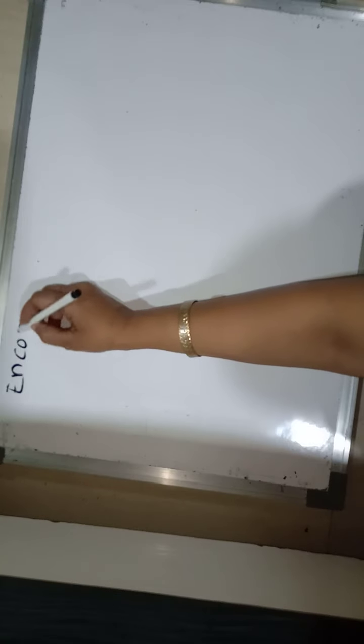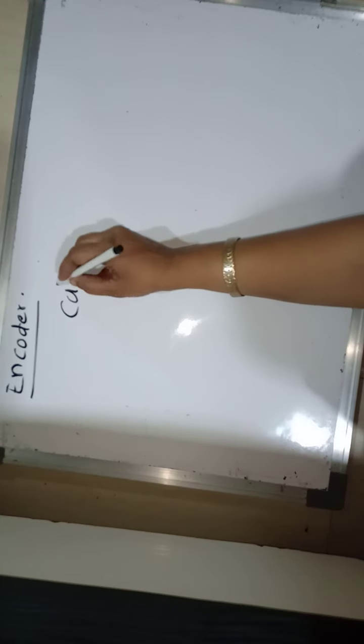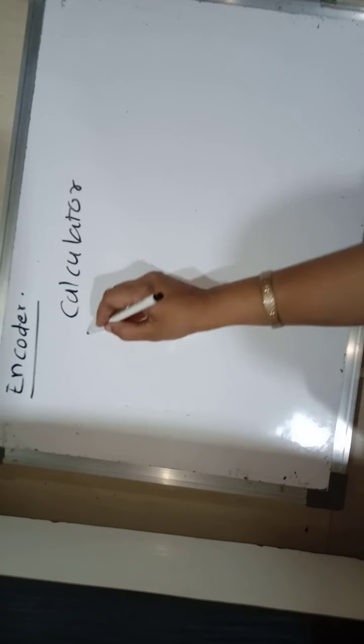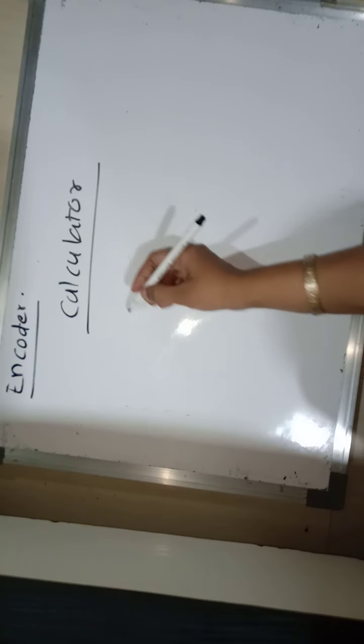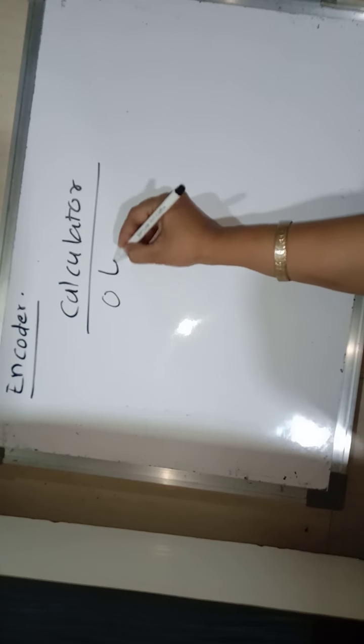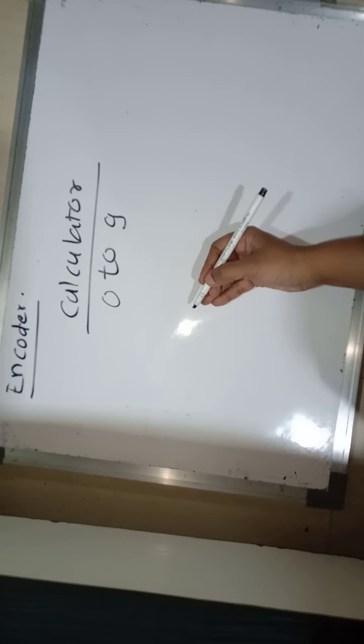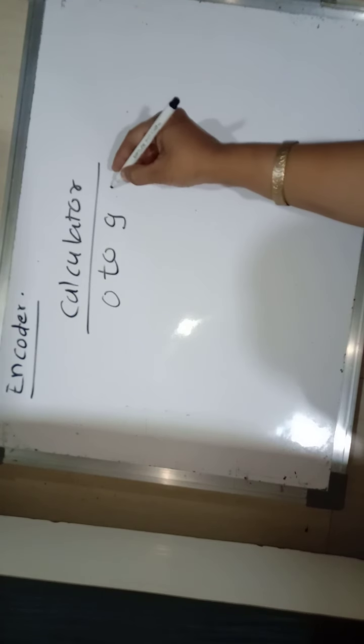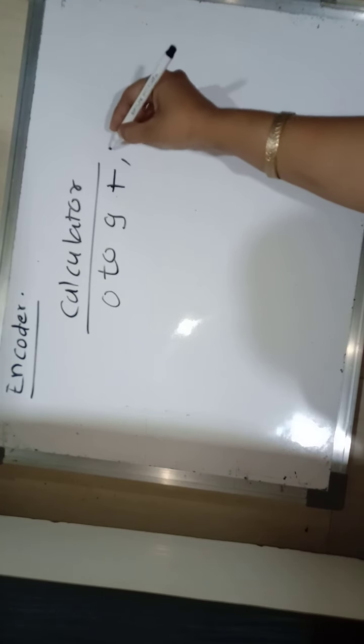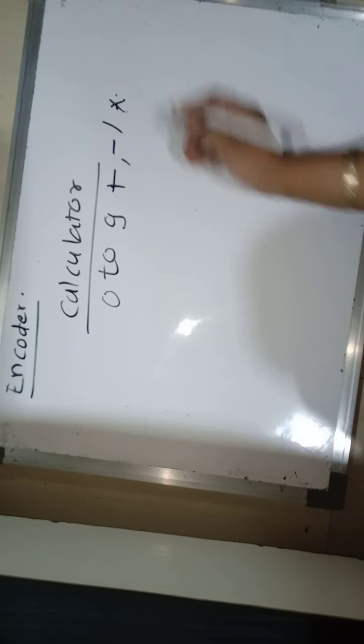Today we are going to start the encoder. So the encoder is a combinational circuit which is used in a calculator. It is one kind of digital circuit which is used in a calculator. In digital circuits we always use the numbers from 0 to 9. All of you know the calculator. It is used to perform operations such as addition, subtraction, division and multiplication.